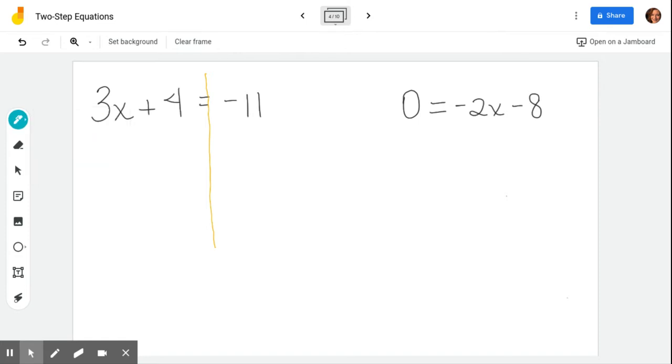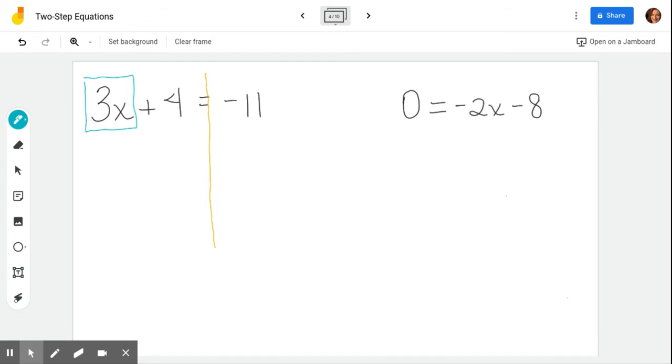So do you remember what we look for? You look for the variable. Here's my variable on the left side, right? I see an X. I'm going to put a box around that whole term, that whole 3X term. That's just my reminder that the 3 sticks with the X until the very end. They're best friends, they're buddies, and they can't be separated until that very last step.